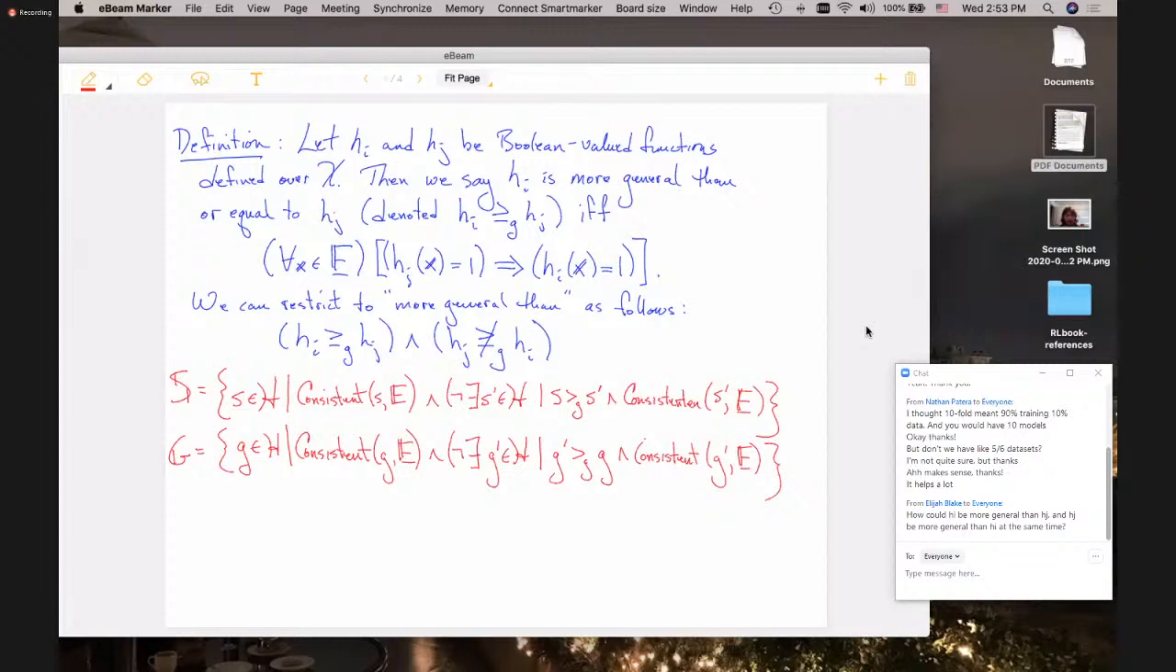All right, so now I have defined the version space using these Boolean valued functions with our definition of the more general than relation. And those two sets in combination give us the version space.